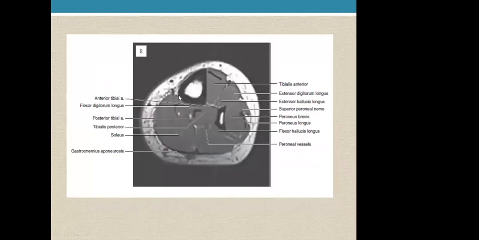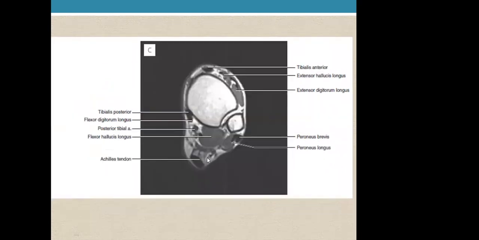This is the middle part of the leg, also an axial MRI. We can see also the 3 compartments of the leg. This is the inferior compartment or inferior level of the leg. We can also see the tibialis anterior, extensor hallucis longus, extensor digitorum longus, anterior peroneus brevis, and longus. This is tibialis posterior, flexor digitorum longus, posterior tibial artery. We can see it right here, and this is the flexor hallucis longus. Here we can see the Achilles tendon.